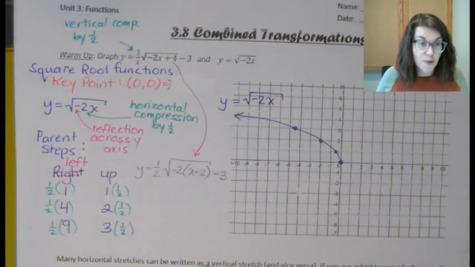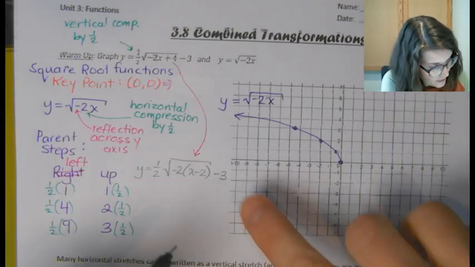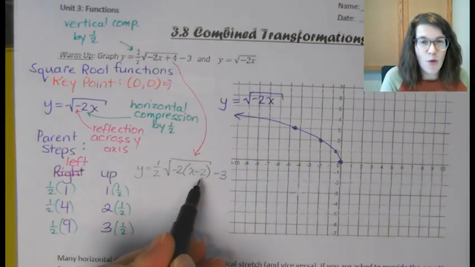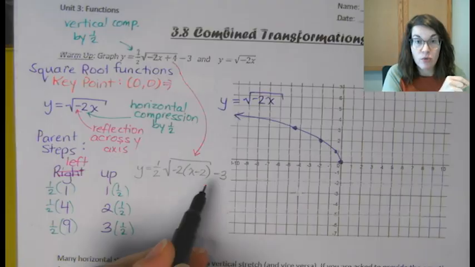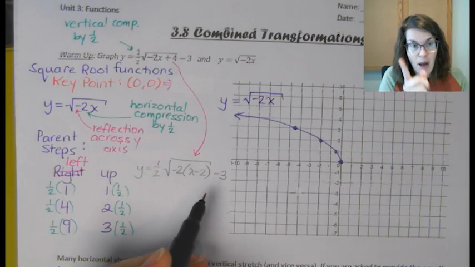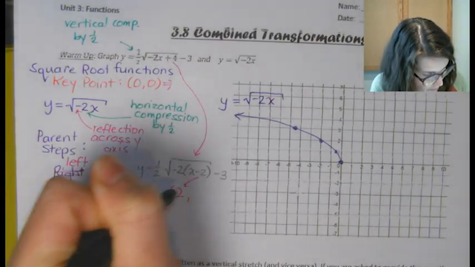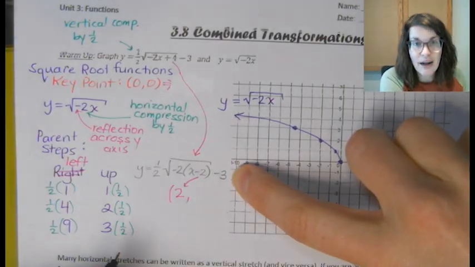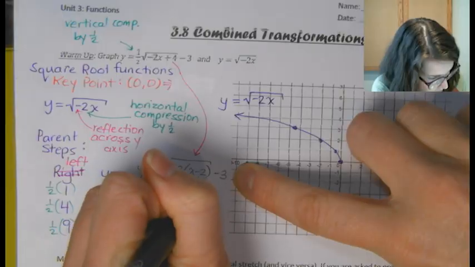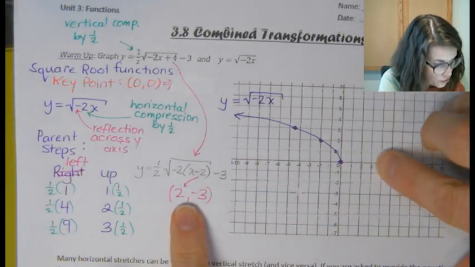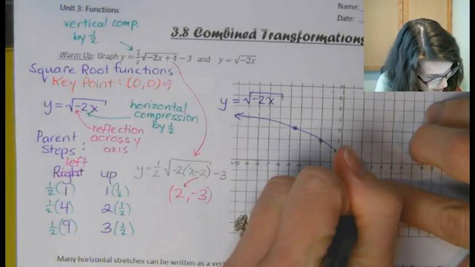So now I can read from my key point. So here is my horizontal shift. Normally we think -2 means that it goes to the left, but we know horizontal is the opposite. So our new key point is actually going to be +2. And then the vertical shift is down 3. That doesn't change at all. So here we go. 2, -3 is here.